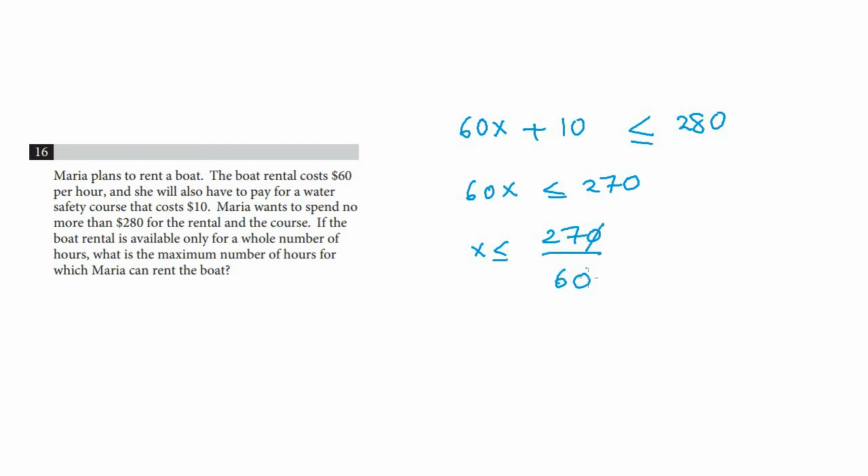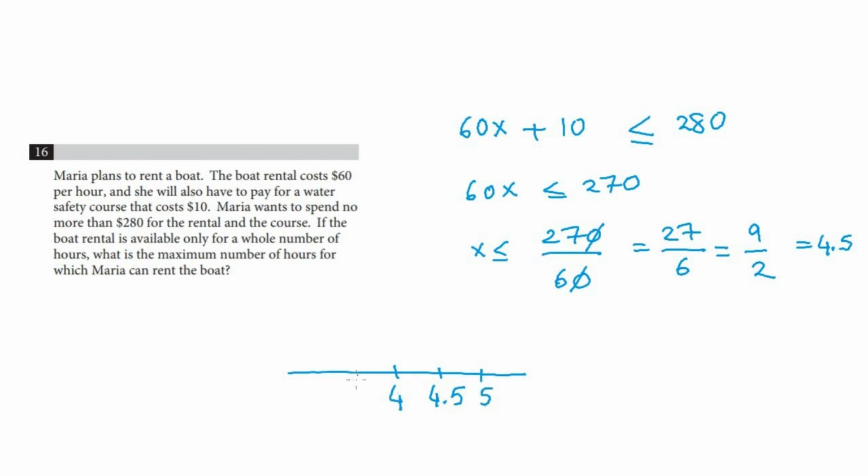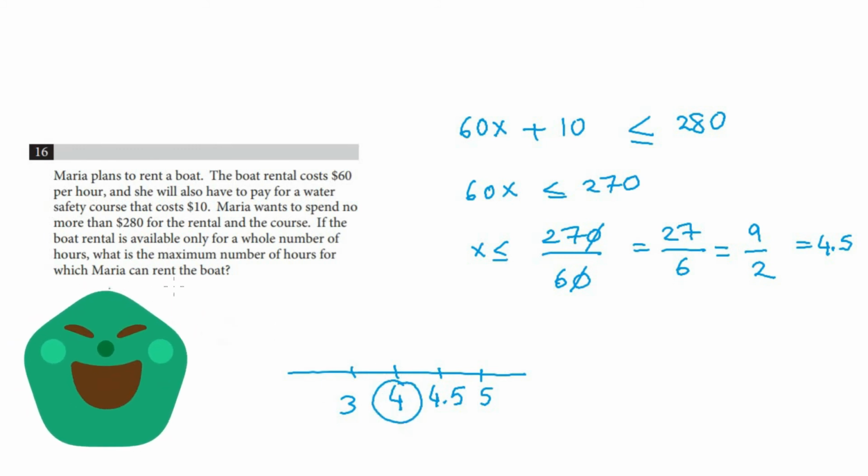We can cancel the zeros. Now we get 27 divided by 6. If we reduce this by 3, then we get 9 divided by 2, or this is equal to 4.5. Now it says that the boat rental is available only for a whole number of hours. So the maximum whole number less than 4.5 is 4. On the number line we can also see that before 4.5 we get 4, after that we get 5, 3 and like this. So this will be the maximum number of hours Maria can rent the boat.